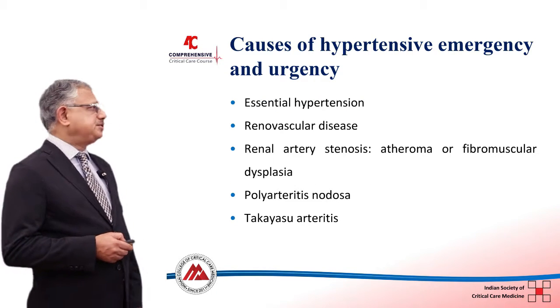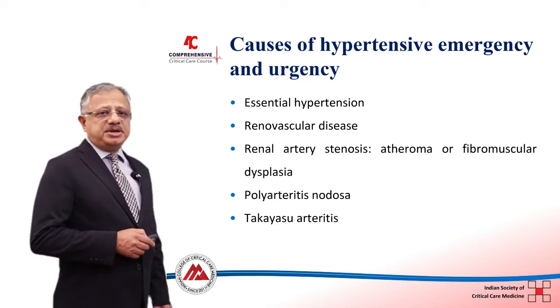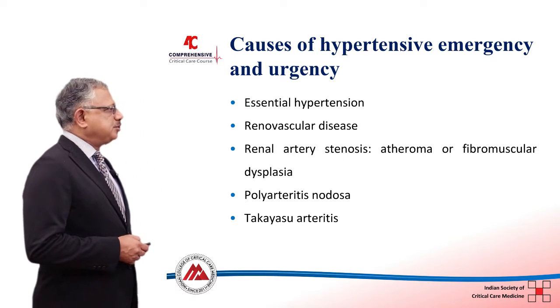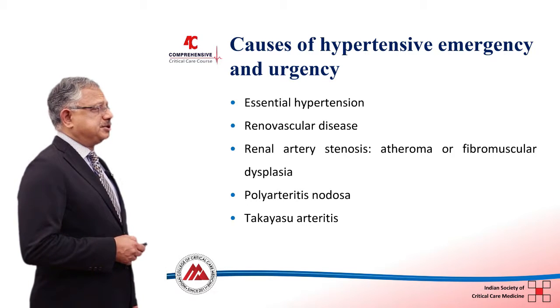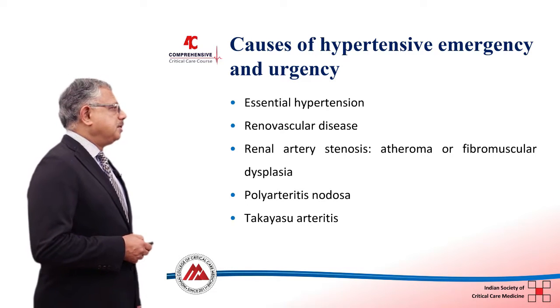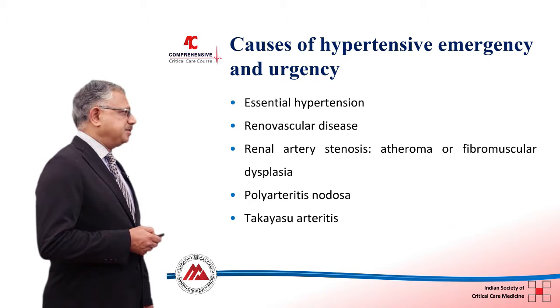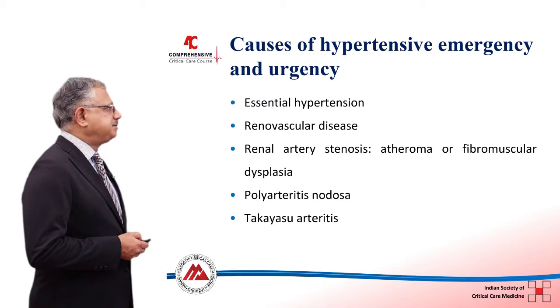What are the causes of hypertension? The commonest cause is essential hypertension, where we don't know what the reason is. Then renovascular disease, renal artery stenosis, which is not uncommon. And then there can be other diseases like vasculitis, polyarteritis nodosa, Takayasu arteritis.